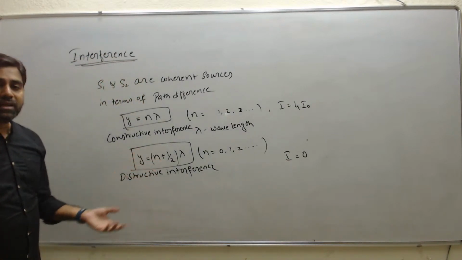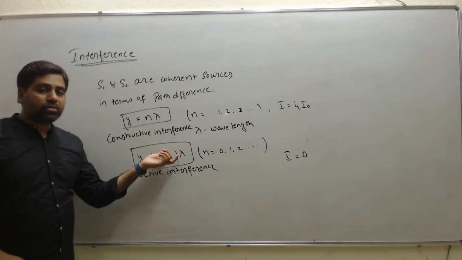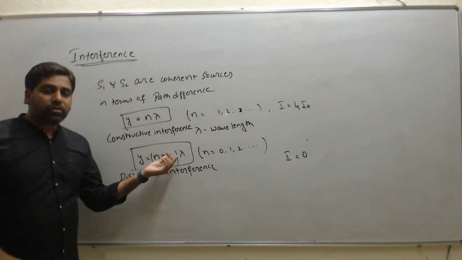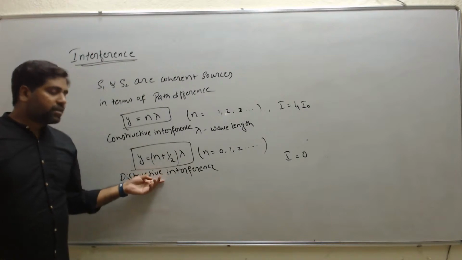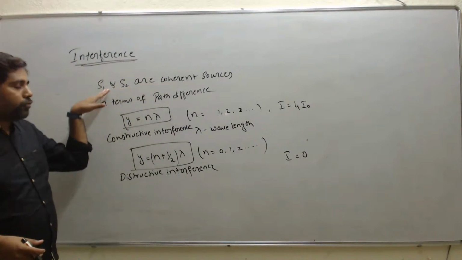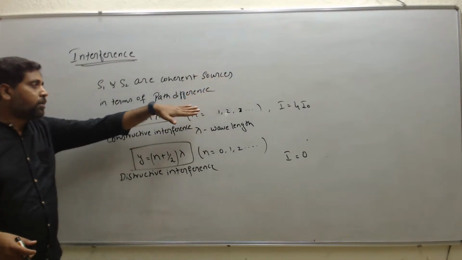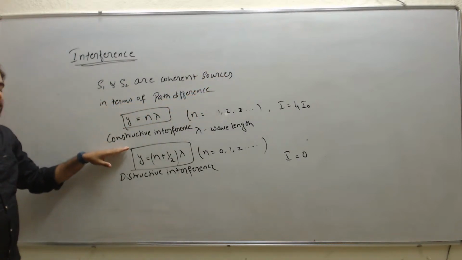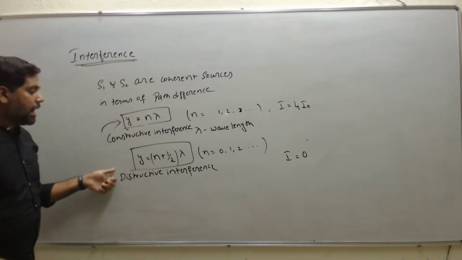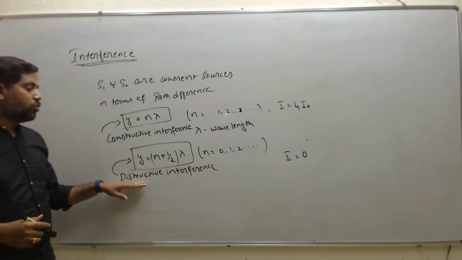Right? So in the previous class we studied 1.5 lambda. If we put n value 1, then it goes to 3 by 2, that is, we get 1.5 lambda. If we put 2, then it becomes 5 by 2, that is 2.5 lambda. Then also we get the destructive interference. So this is the interference if S1 and S2 are coherent sources for a point P anywhere in the medium, then if we write in terms of path difference, y is equal to n lambda for constructive interference and y is equal to n plus 1 by 2 lambda for the destructive interference.